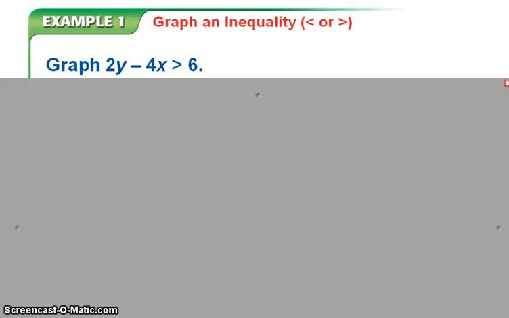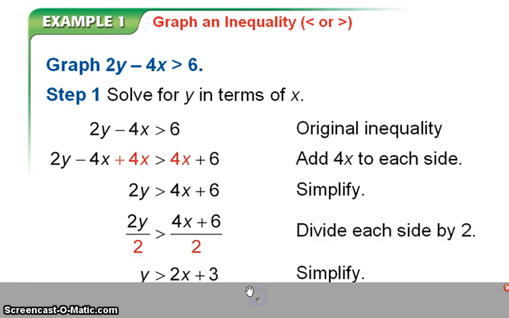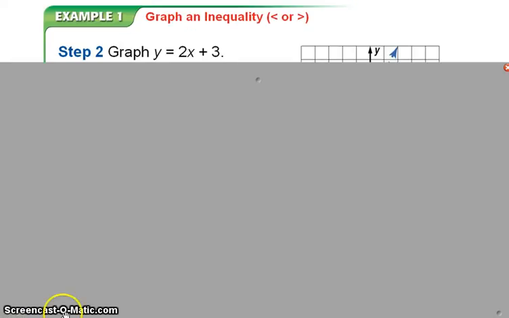Okay, if we wanted to graph 2y minus 4x is greater than 6, what we first have to do, just like we did with linear equations, is put this in slope-intercept form. So we need to solve for y. We will add 4x, bring the 4x over, then divide by 2, and we get y is greater than 2x plus 3. When we go to graph this, we're just going to graph it like it would be y equals 2x plus 3. Okay? So let's graph that equation.